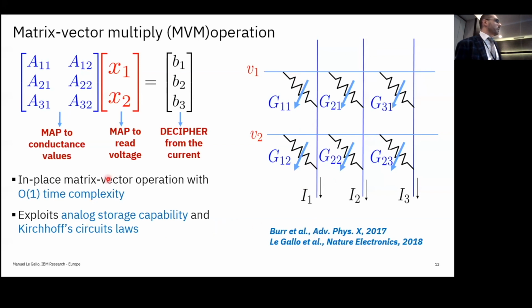The nice thing about this is that it is potentially done right at the place where the data resides, and it can also be done with O(1) time complexity, given that we can apply all the inputs in parallel and read all the currents in parallel. This is the case in the chip because, as I said, we have 256 ADCs, so we can read everything in parallel.